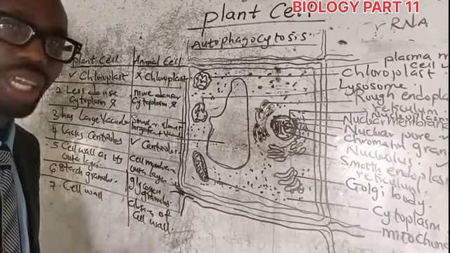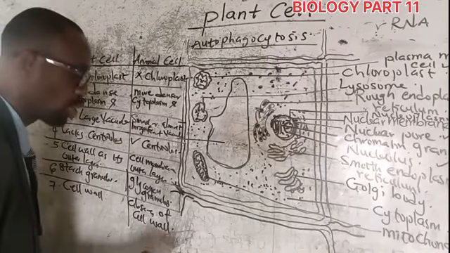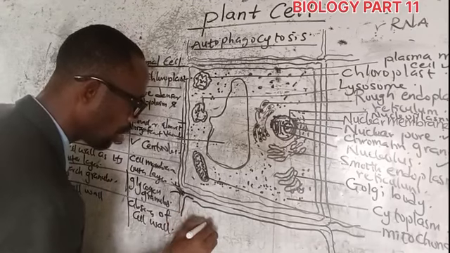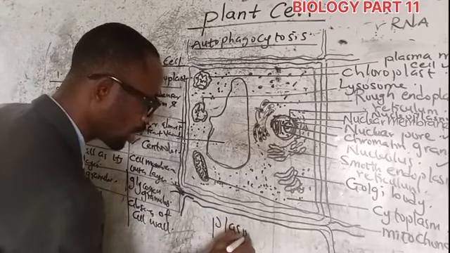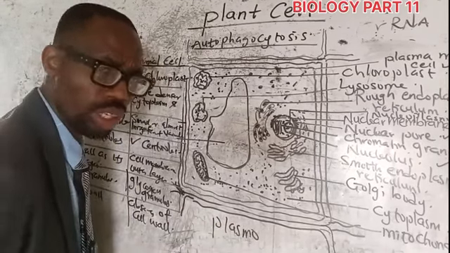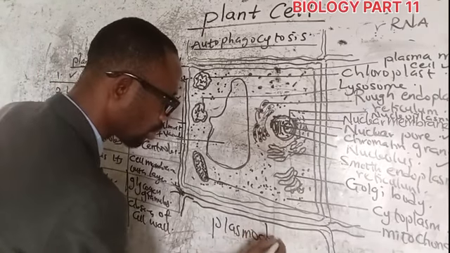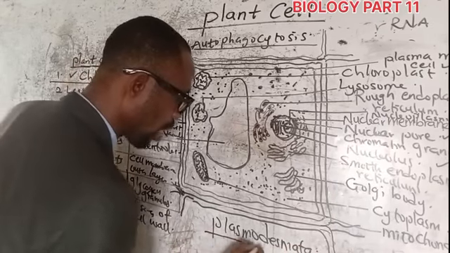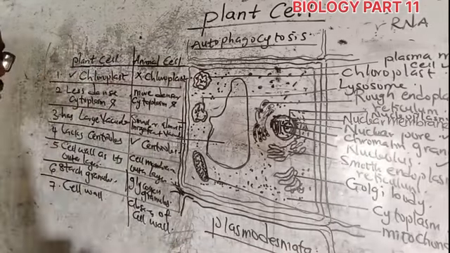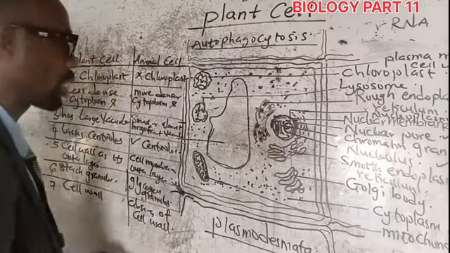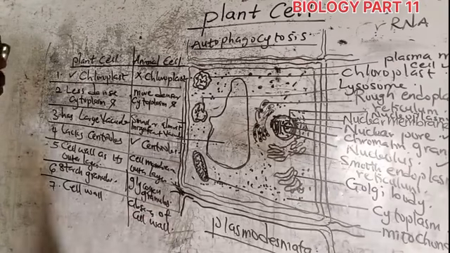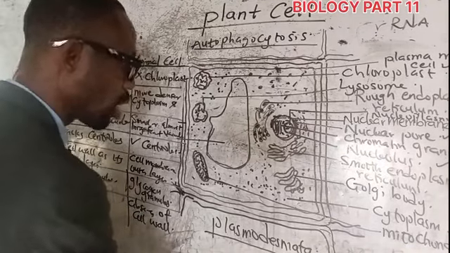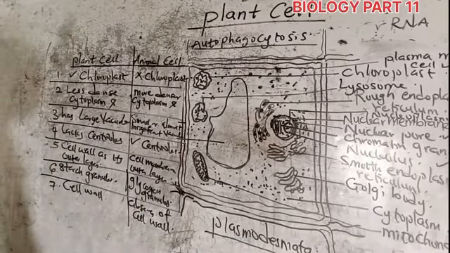I want to give you an assignment. What is the meaning of plasmodesmata? You see it? Plasmodesmata. Tell me, what does it mean? And where can we find this plasmodesmata? Is it in the plant cell or animal cell? Where exactly in the cell can we find it? If you know the answer, write it in the comment section.